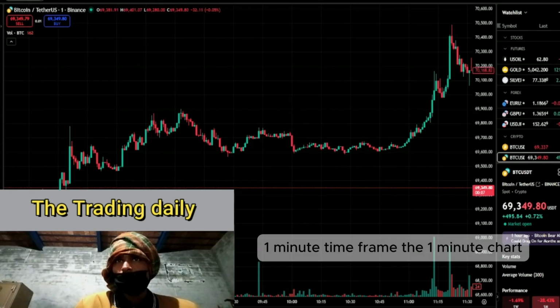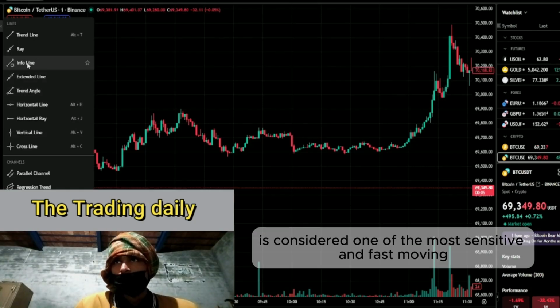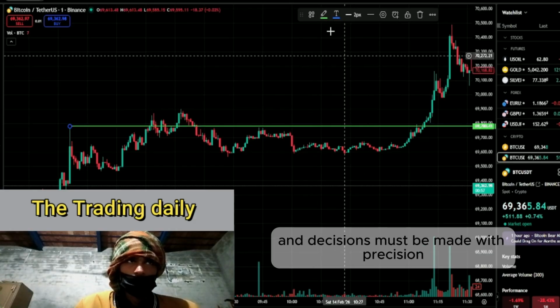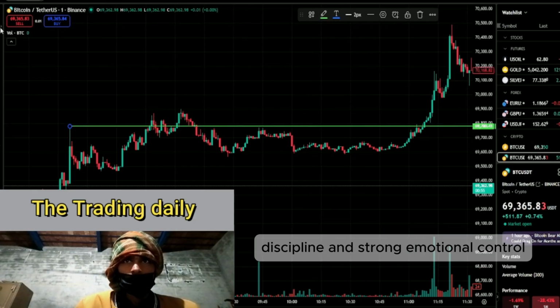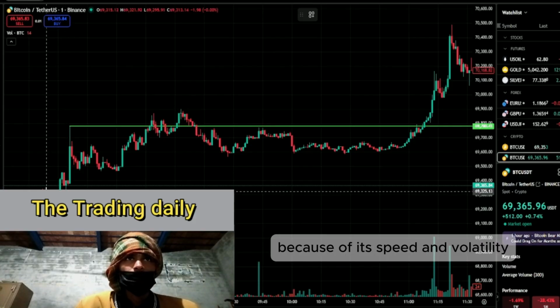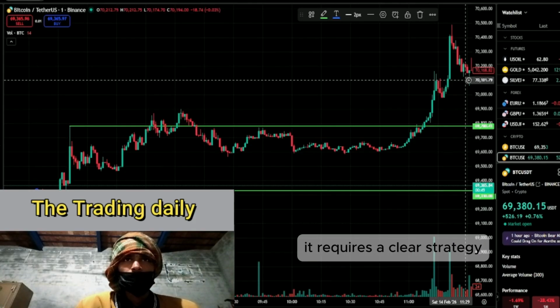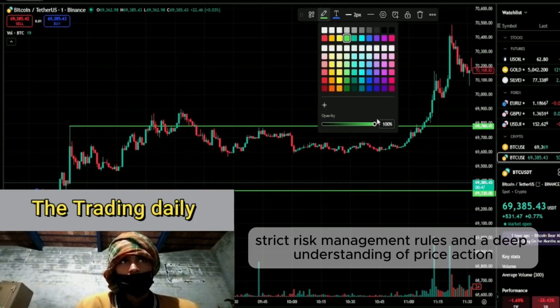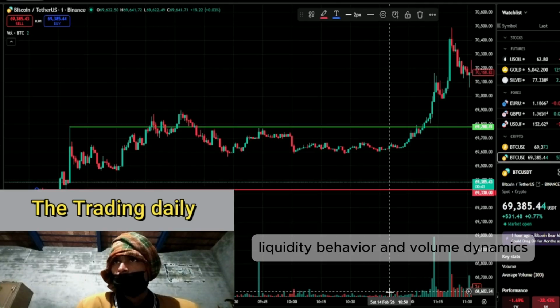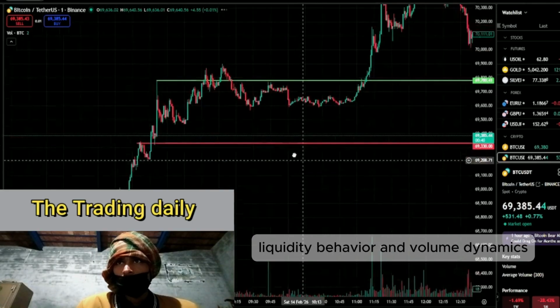The 1-minute time frame. The 1-minute chart is considered one of the most sensitive and fast-moving timeframes in trading, where price movements occur rapidly, and decisions must be made with precision, discipline, and strong emotional control. Because of its speed and volatility, it requires a clear strategy, strict risk management rules, and a deep understanding of price action, liquidity behavior, and volume dynamics.